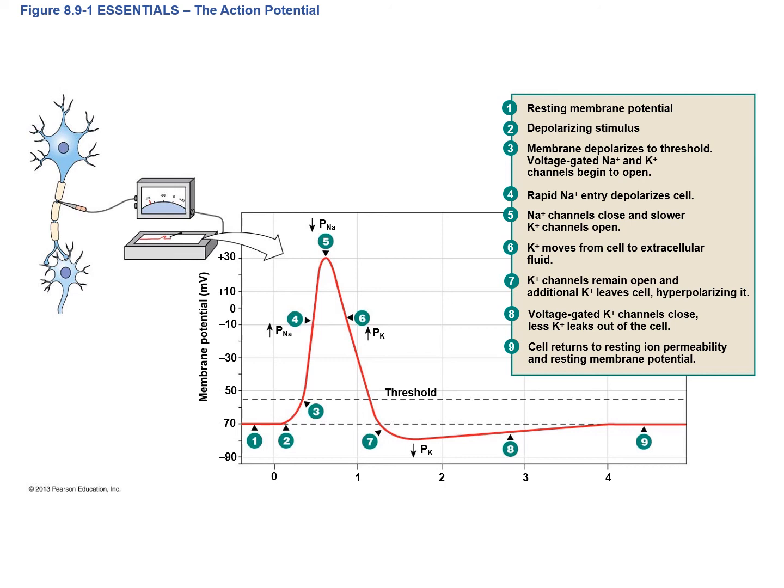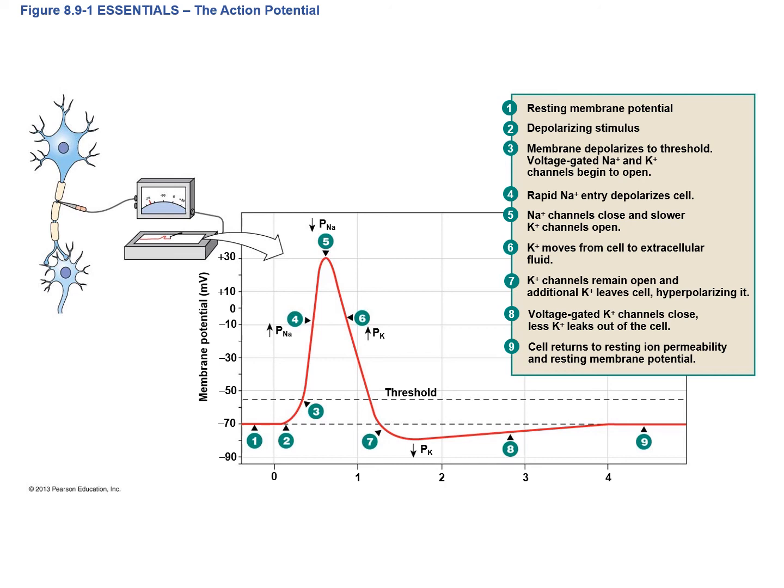This is going to cause a drop in the actual membrane potential of the cell, making it more negative. This process will continue as it goes down and reaches 7. Here, the potassium channels will remain open and additional potassium will leave the cell, hyperpolarizing it. So it's actually going all the way down below the resting membrane potential, in this case as low as negative 90 millivolts.